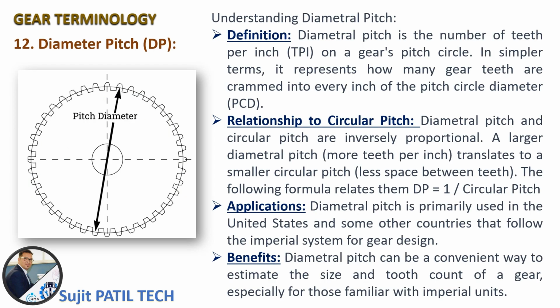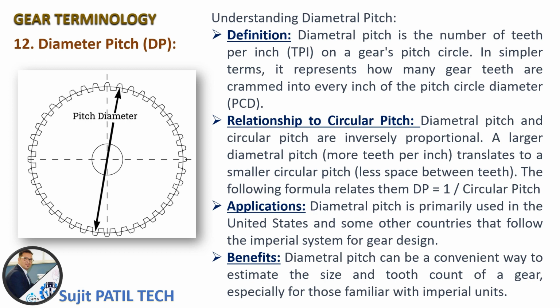Understanding diametral pitch. Definition: diametral pitch is the number of teeth per inch (TPI) on a gear's pitch circle. In simpler terms, it represents how many gear teeth are crammed into every inch of the pitch circle diameter (PCD).